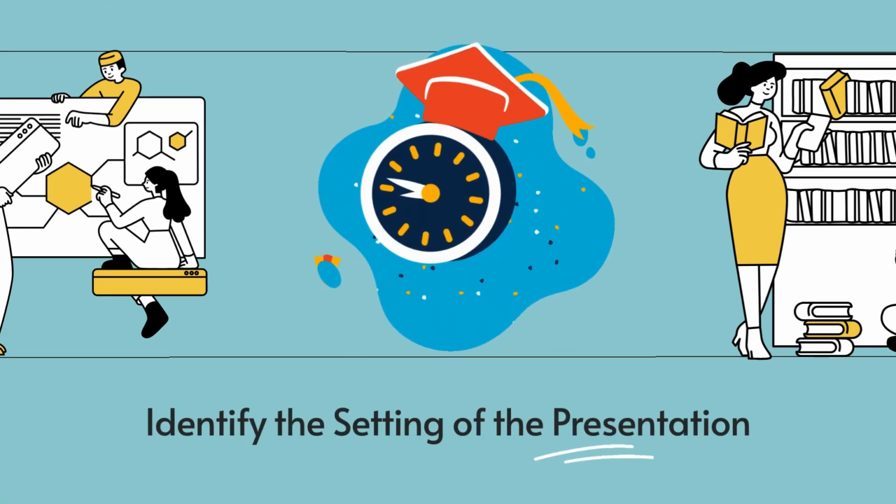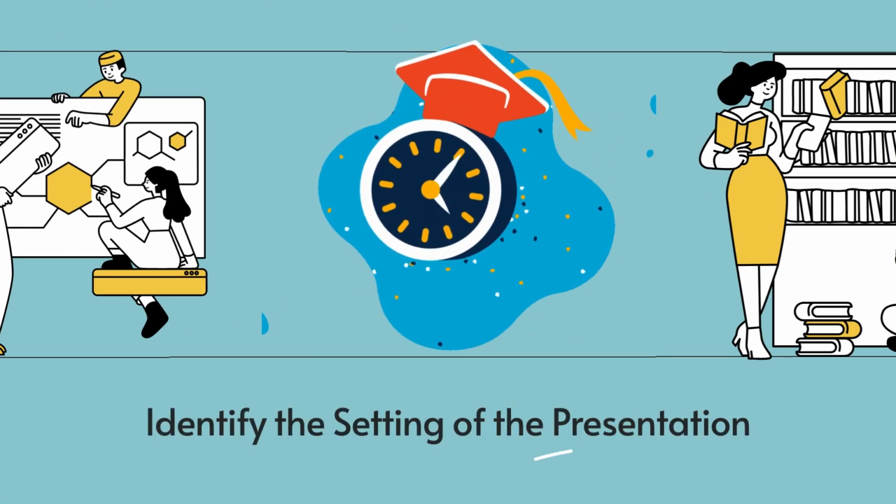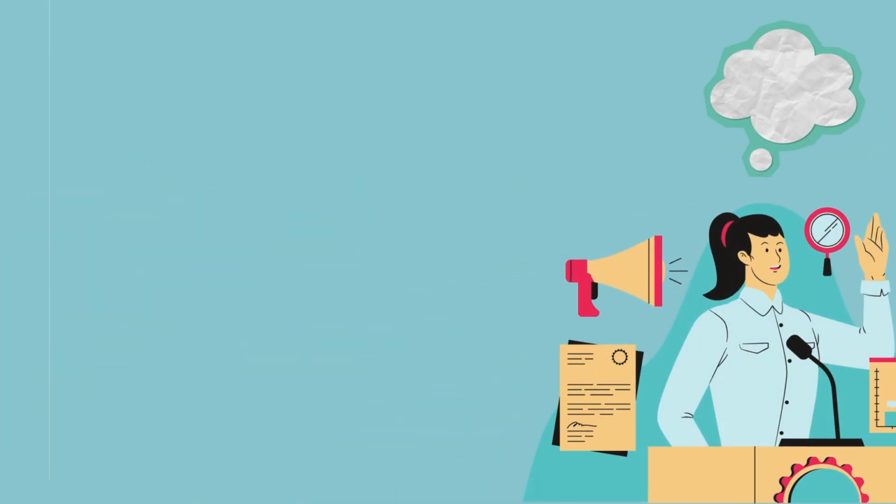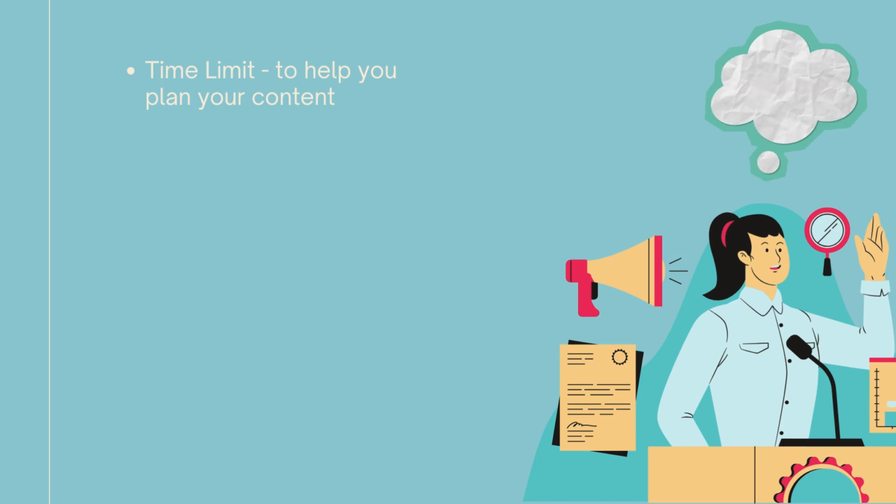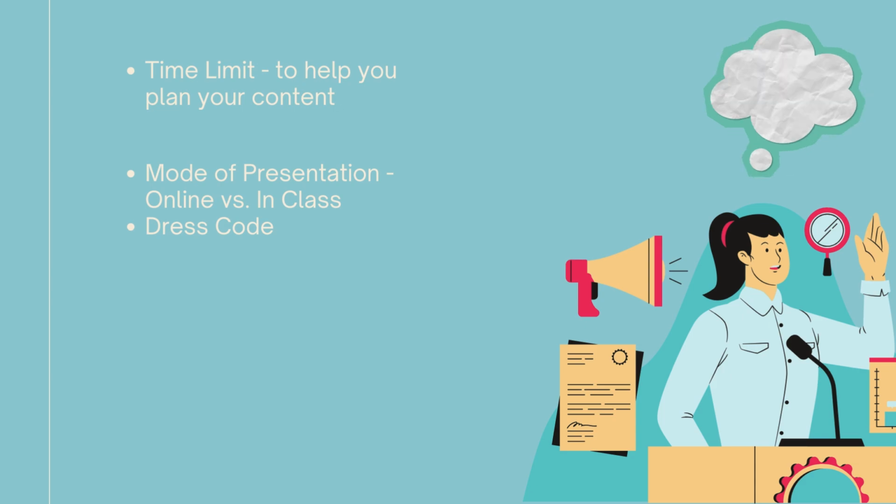Next, identify the setting of your presentation. Pay attention to these details to help you plan the content and the flow of your presentation. Time limits are set for a reason. Falling short or exceeding the allocated time might affect your score. Make sure to check if your presentation is to be conducted online or in class. Follow the appropriate dress code to appear professional.